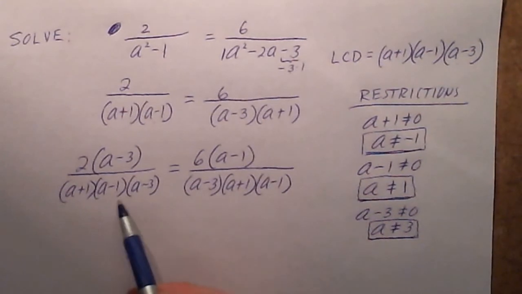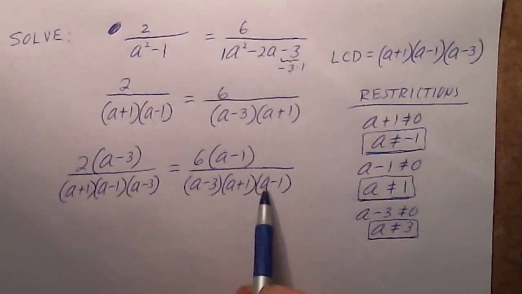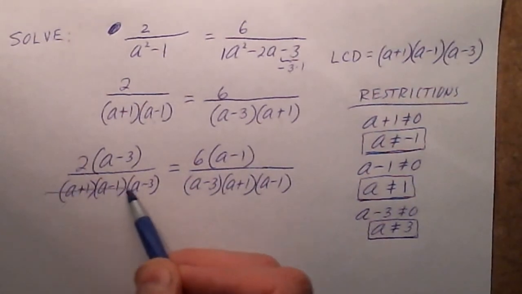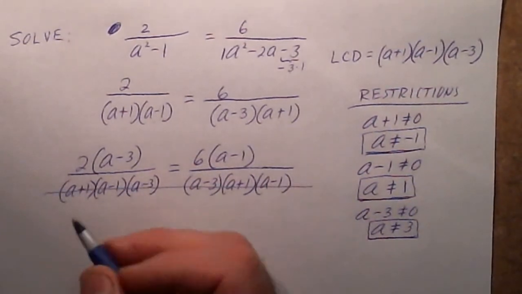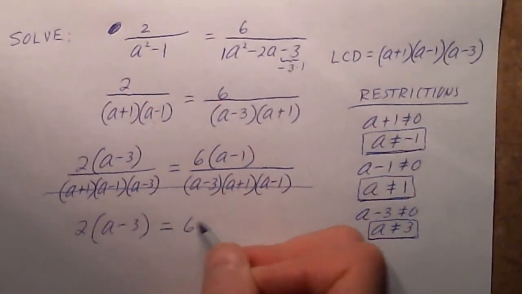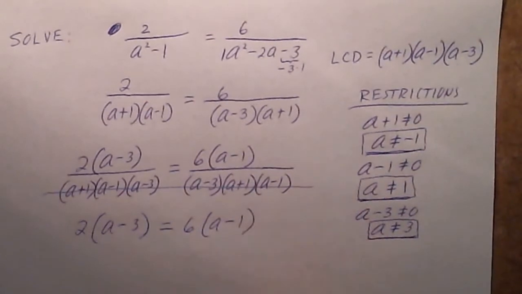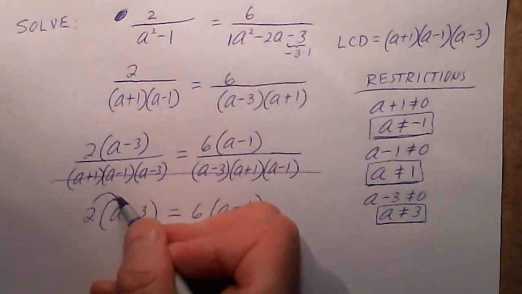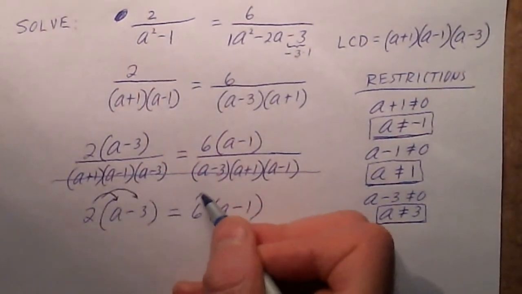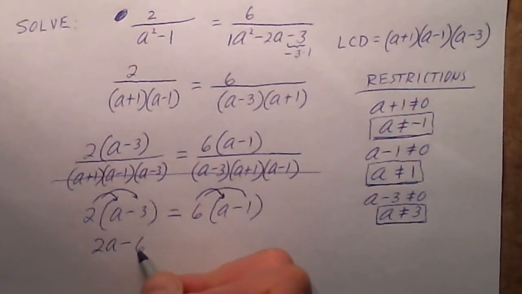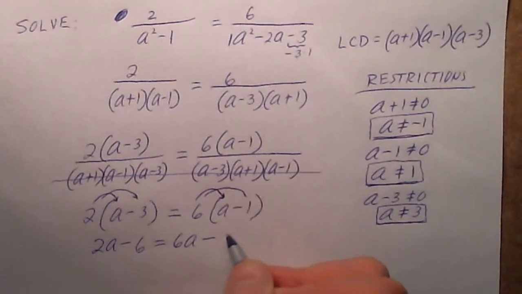There we have it, ladies and gentlemen. Now that we have a common denominator all the way across in our rational equation, we can blot it out or wipe it away, and we're left with this equation to solve. 2 times a minus 3 is equal to 6 times a minus 1. So this is the equation that we now have to solve. To do so, we have to distribute on the left side of our equation and the right side of our equation. Hence, we'll have 2a minus 6 is equal to 6a minus 6.